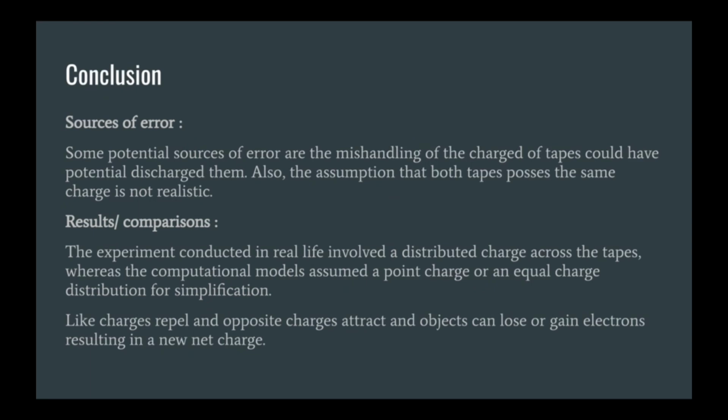Some sources of error come from a mishandling of the charged tapes, which could lead to a potential discharging of them. Also, the assumption that both tapes possess the same amount of charge is not realistic. Some comparisons between the experiments are: the experiment conducted in real life involved a distributed charge across the tapes, whereas the computational models assumed a point charge or an equal charge distribution for simplification. The main results of this experiment are that like charges repel and opposite charges attract, and objects can lose or gain electrons, resulting in a new net charge.